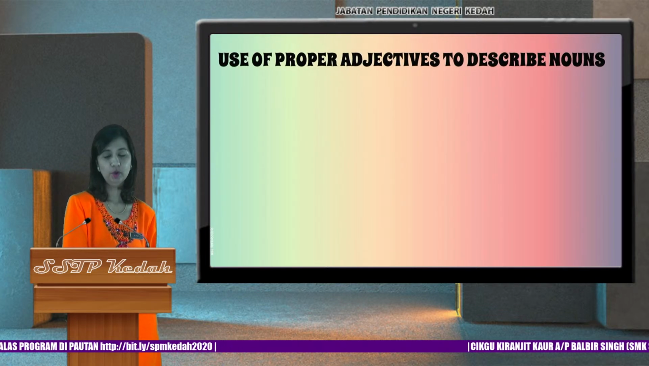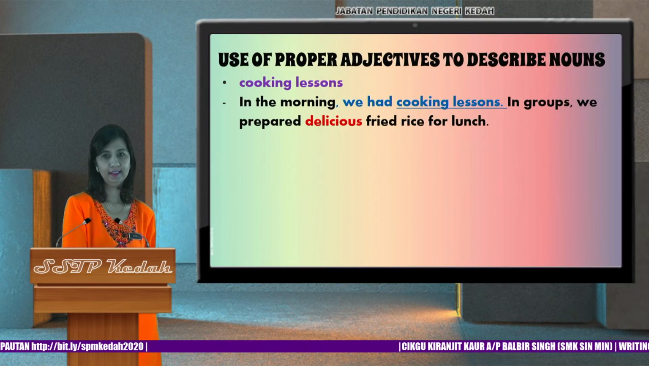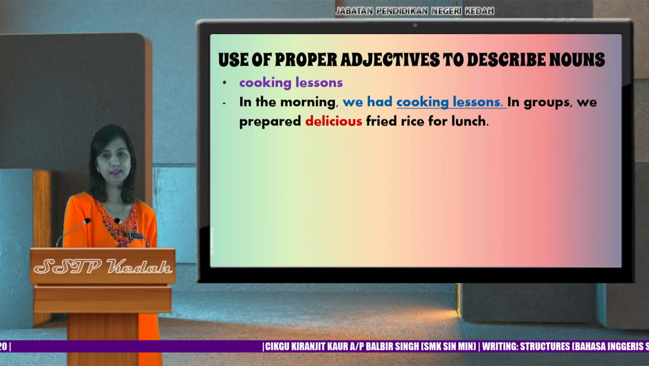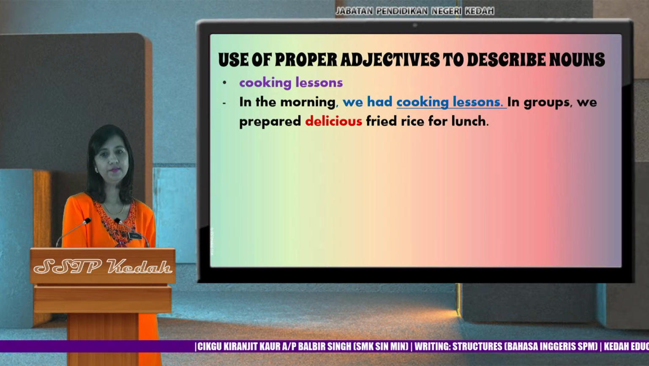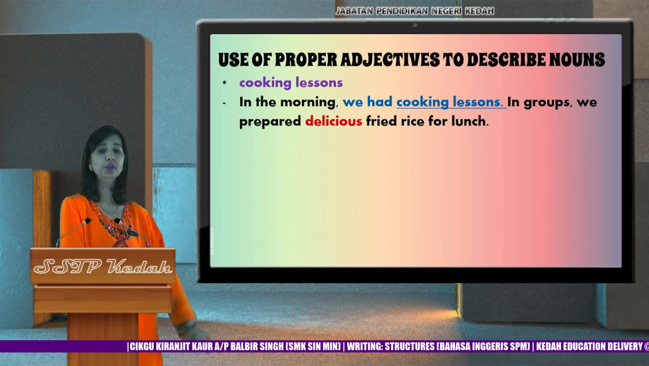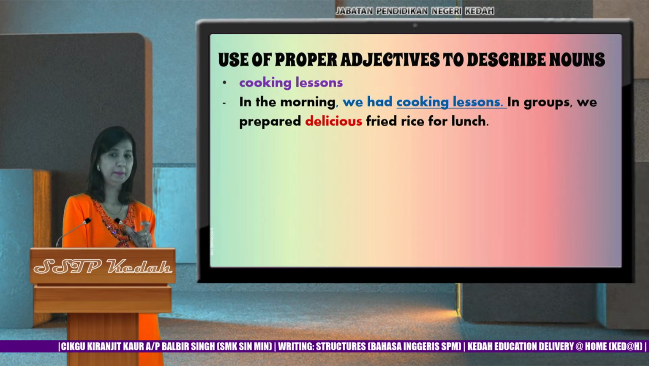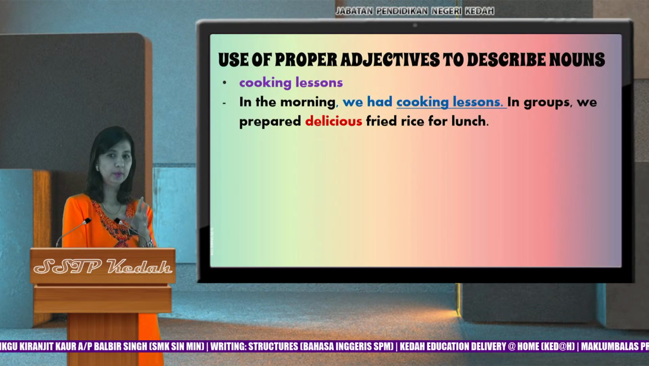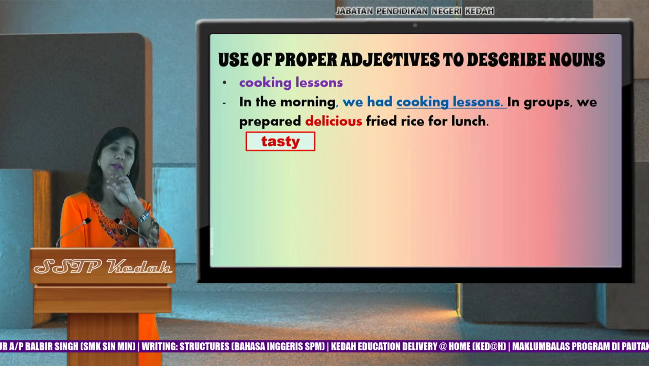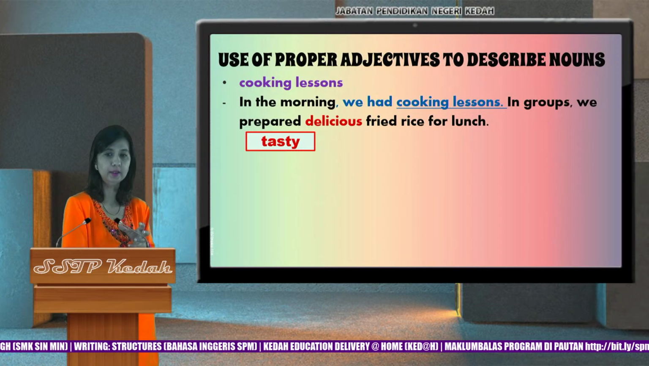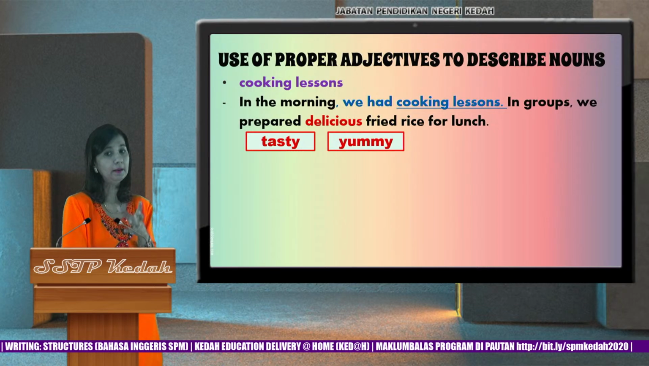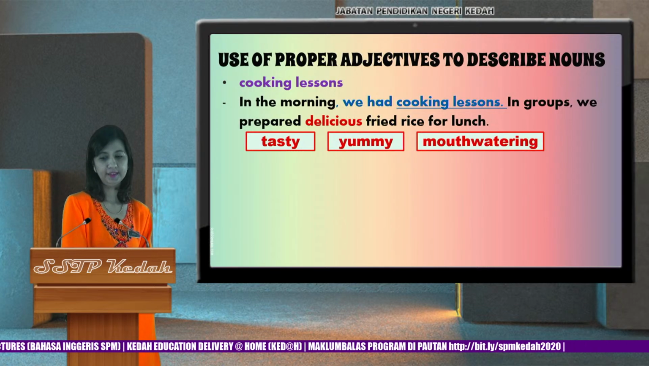Okay, let's look at more adjectives. In the morning, we had cooking lessons in groups. We prepared delicious fried rice for lunch. So you are being very specific about what you prepared. Delicious fried rice. So the word delicious can be replaced or substituted with the word tasty, yummy, mouth-watering.